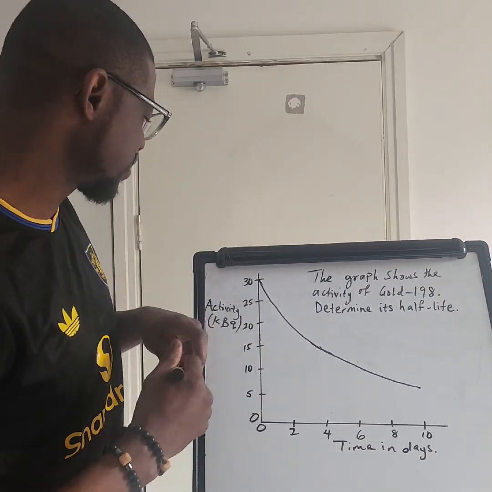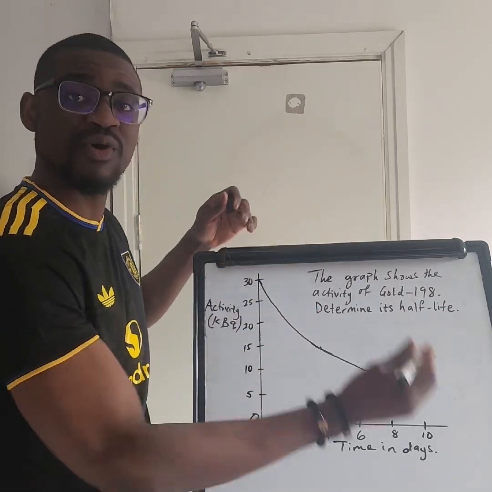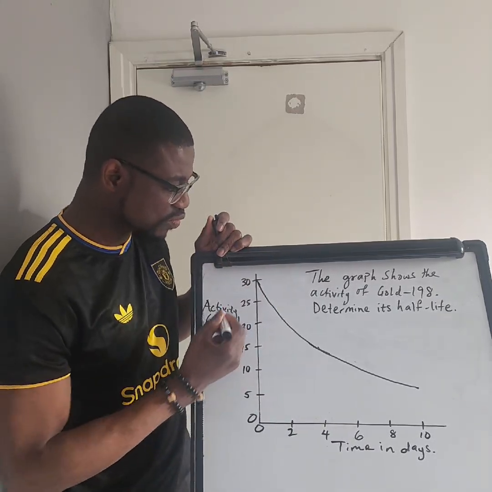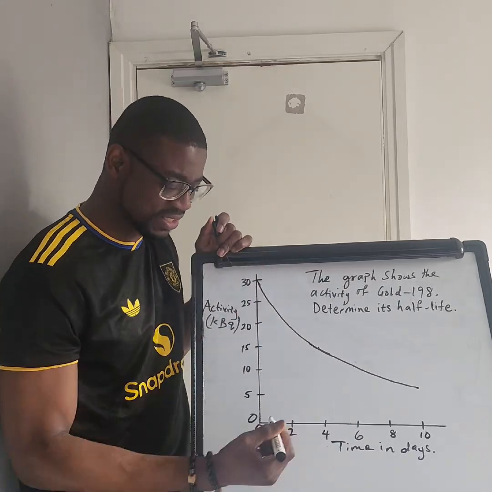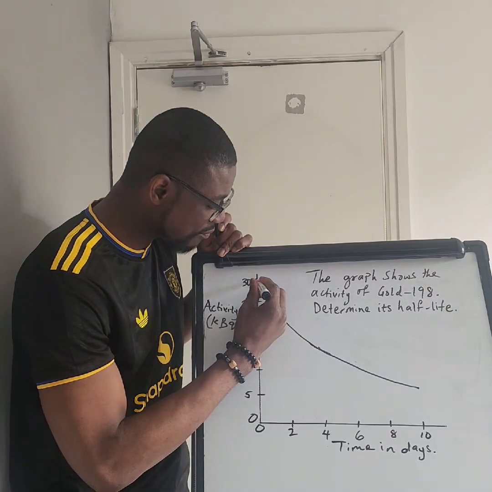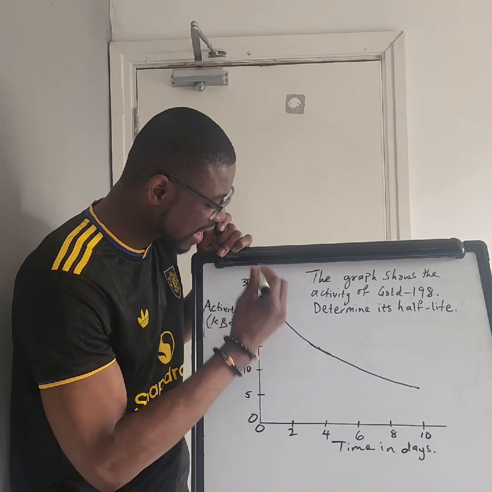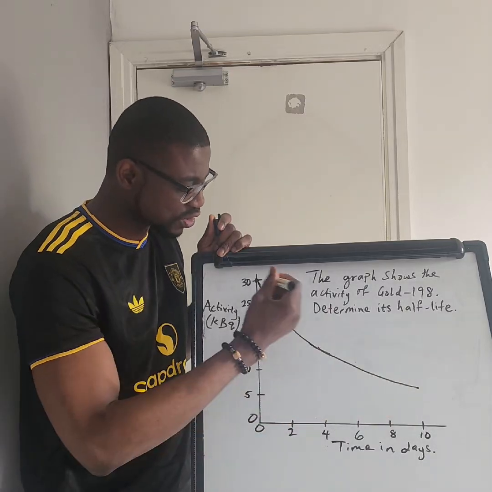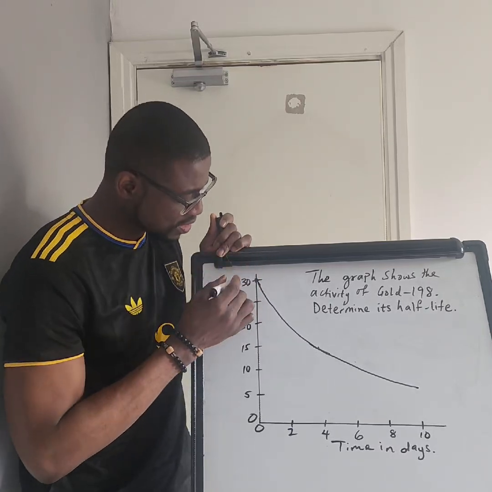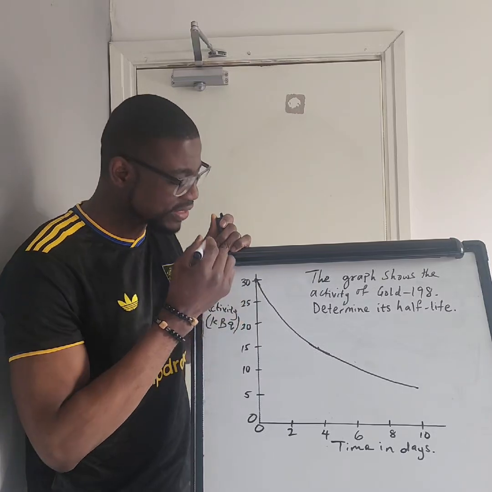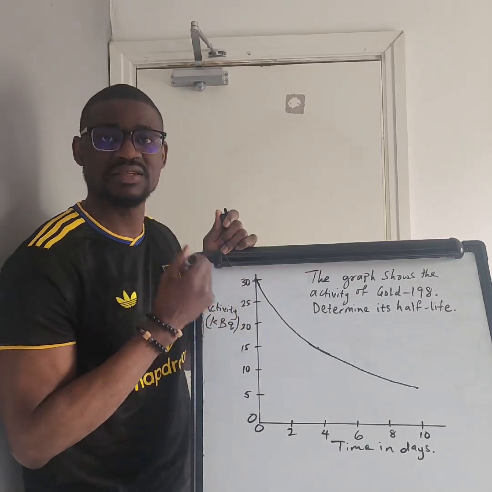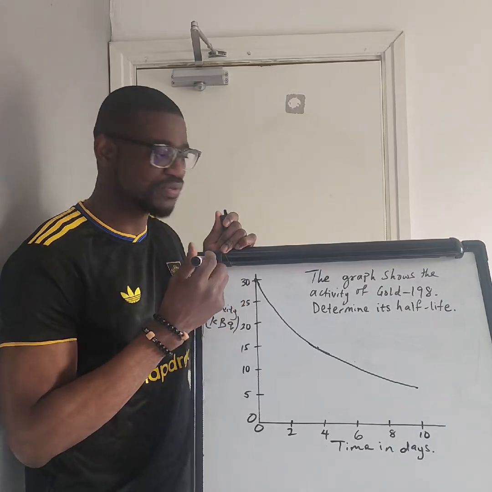So what you have to do is look at the highest point on the vertical axis, which is this side now. The highest point where the curve made contact with the vertical axis is on 30. So look at it now. I'm making it bigger so you can see. This is my highest point where this curve touches the vertical axis. This is the highest point here. That means that the activity or the amount of gold 198 is actually 30. So that's the total amount.